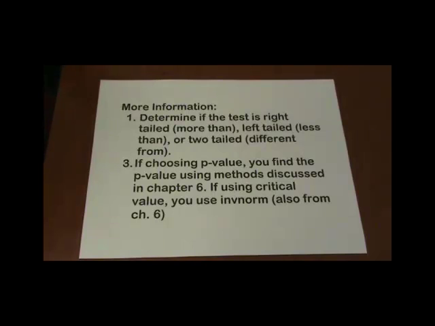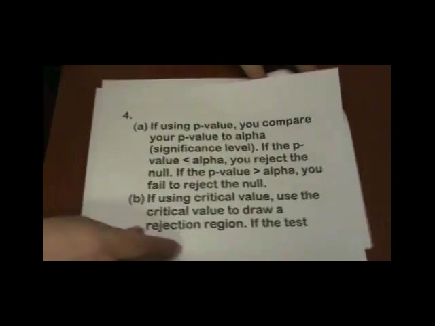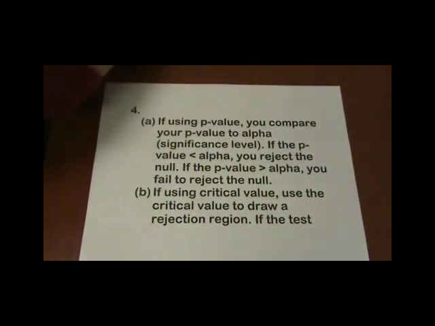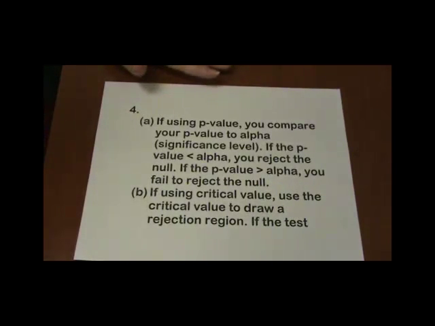Now, step number 4 is to compare. And you may be asking, well, what is it that we're comparing? In step number 4, if you're using the p-value, you're going to compare your p-value to your alpha, which is your significance level. P-value always goes on the left, alpha goes on the right. That's very important, or you'll get the inequality going the wrong way and you'll get confused. If your p-value is less than alpha, you reject. If it's greater than, you fail to reject.